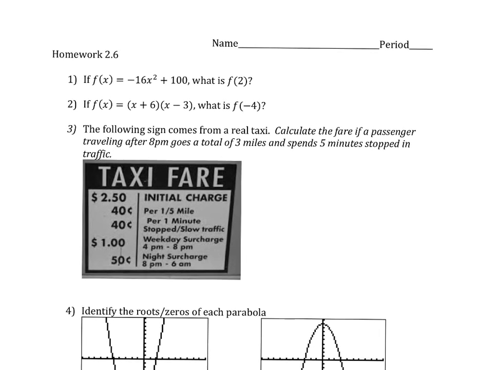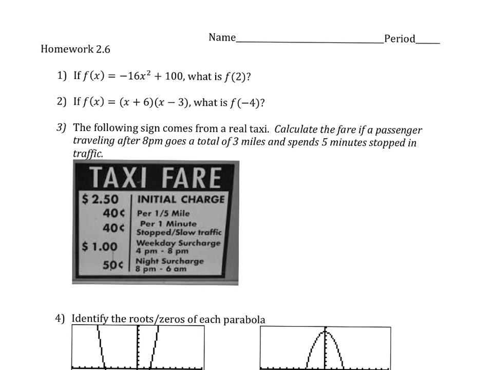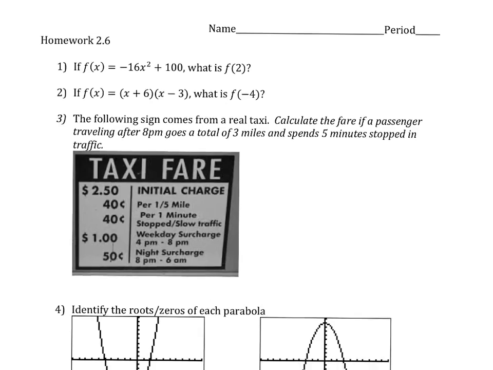Let's do some homework. Number 1, if f of x equals negative 16x squared plus 100, what is f of 2? So we are going to input the number 2 into the x spot right there. So that negative 16 is sort of by itself. We're going to put 2 squared in parentheses like that, and then plus 100.